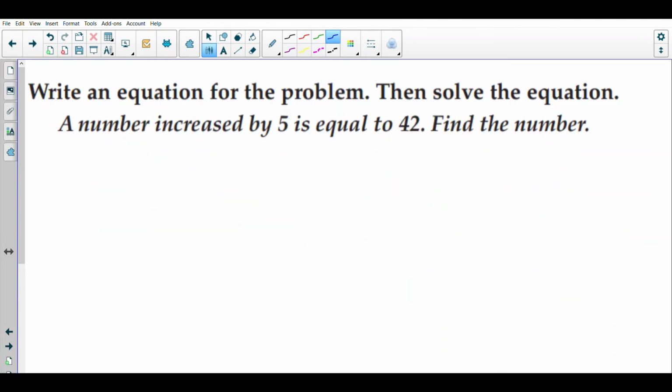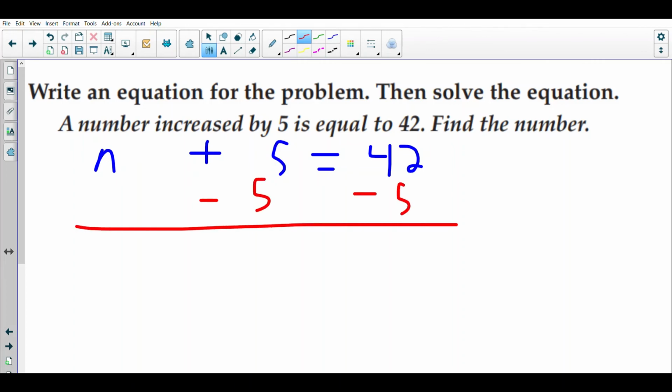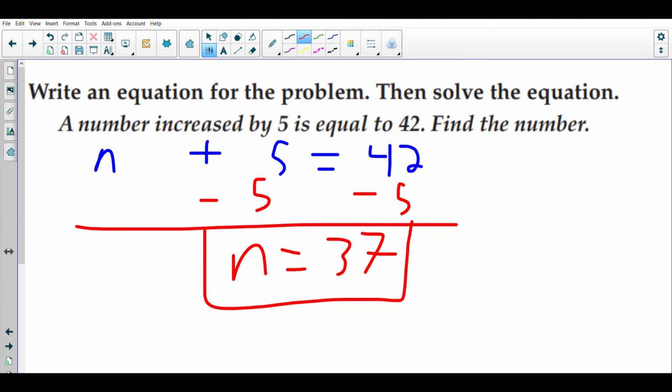Okay? So now write an equation for the problem, then solve the equation. We're looking at what we did in the last section. A number, I'm going to say n, increased by 5 is equal to 42. There we go. So now we've translated, now we solve. How do we undo a plus 5? We have to subtract 5. And what we do to one side, we do to the other. So we get n is equal to 37.